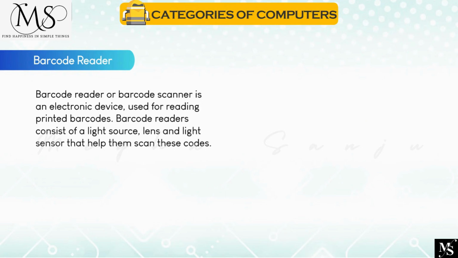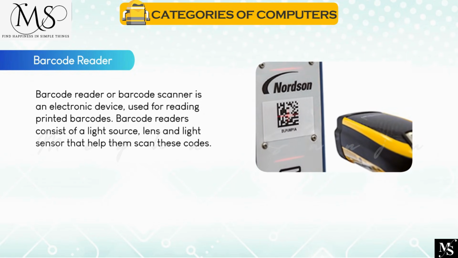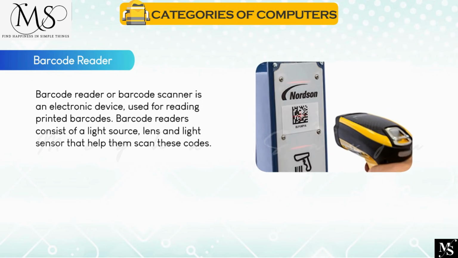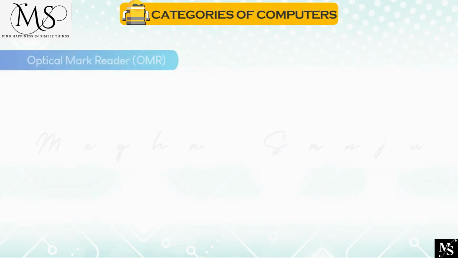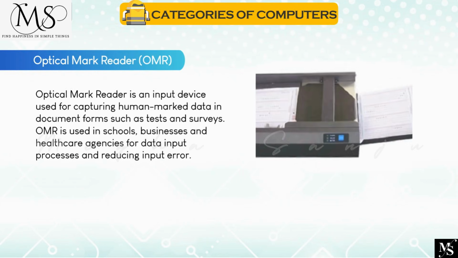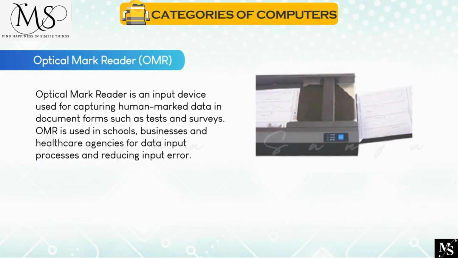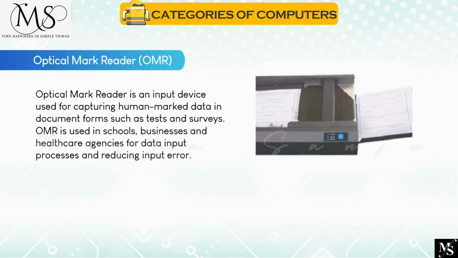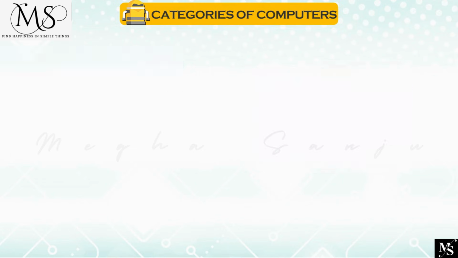Barcode reader. Barcode reader or barcode scanner is an electronic device used for reading printed barcodes. Barcode reader consists of a light source, lens, and light sensor that help them scan these codes. Optical mark reader, OMR. Optical mark reader is an input device used for capturing human marked data in document forms such as tests and surveys. OMR is used in schools, businesses, and healthcare agencies for data input processes and to reduce input errors.